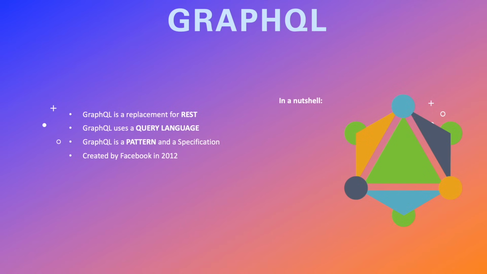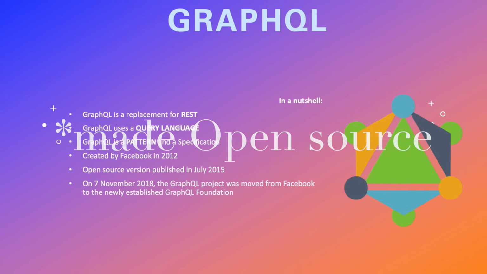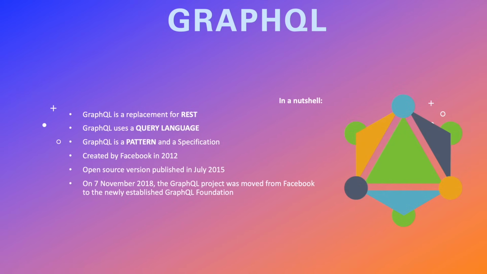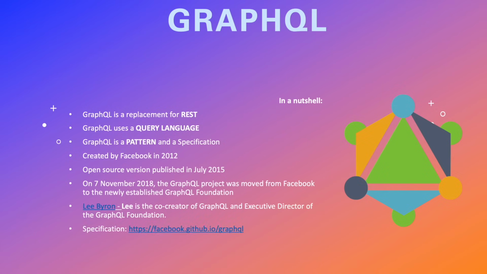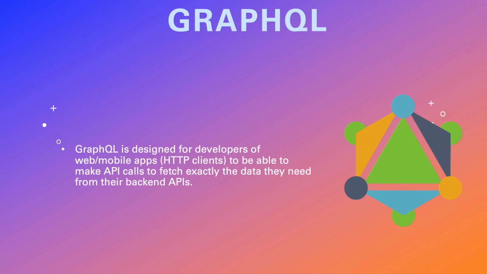GraphQL was created by Facebook in 2012, then open sourced in July 2015. And finally, the GraphQL Foundation was established on November 7th, 2018. Lee Byron is the executive director. You can get the specifications at this link. So GraphQL is designed for developers of web and mobile apps, HTTP clients, to be able to make API calls to fetch exactly the data they need from their backend APIs.